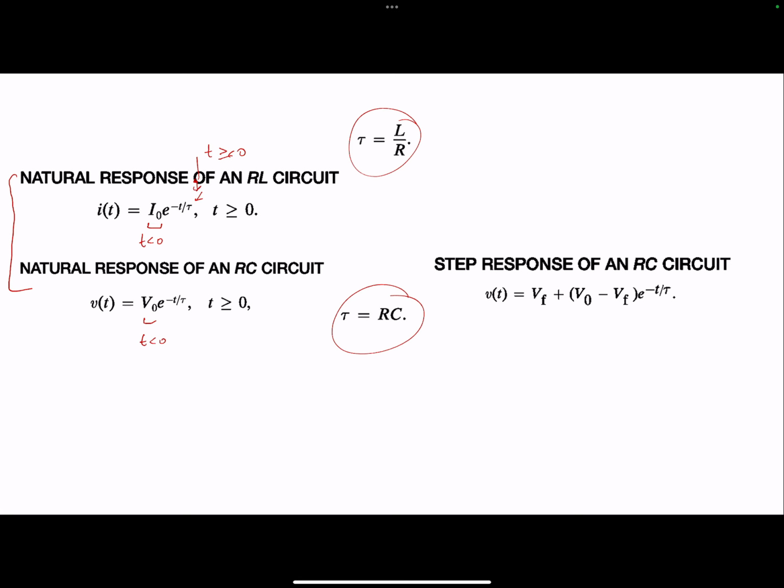When it comes down to the step response, essentially you have to find three things. For an RC circuit, you have to find the initial voltage of the capacitor, the final voltage of the capacitor, and the time constant tau. Similarly, for the step response of an RL circuit, you have to find the initial current of the inductor, the final current of the inductor, and the time constant. Here's the equation: the final current, the initial current, and the time constant. So let's come back to today's topic, that is sequential switching.